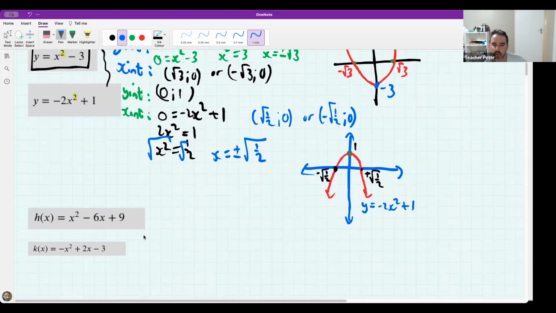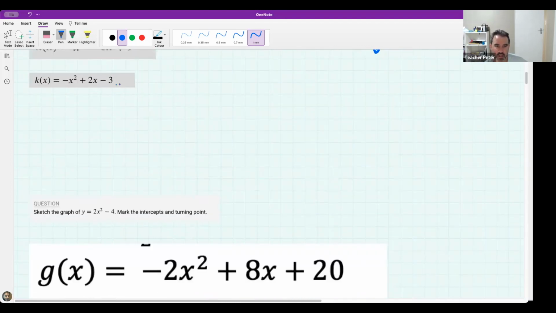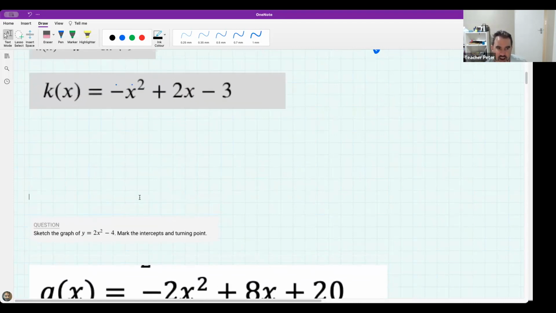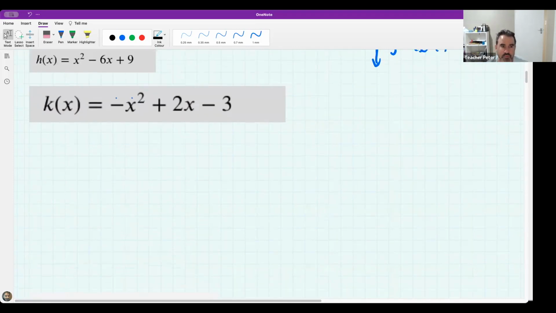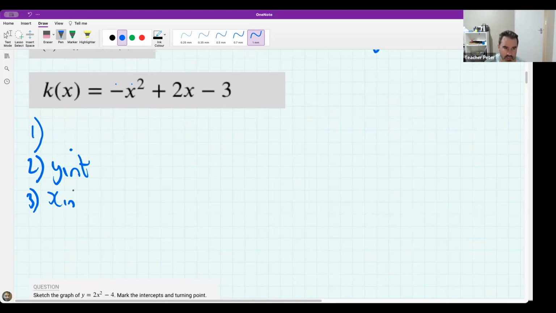Yeah. So if I want to draw, let's say, this parabola over here, I like to put the process into a 5-step process. Okay, so what are the key bits of information that you need to draw a parabola? Well, step 1, you need to know the shape. Step 2, you need the y-intercept. Step 3, you need the x-intercept. Step 4, you need what's called the axis of symmetry. Step 5, you need the full turning point.